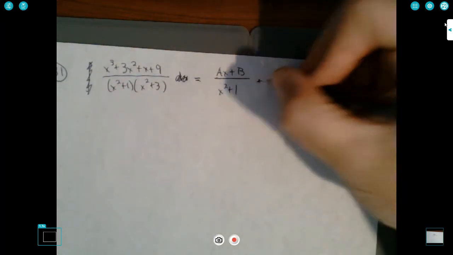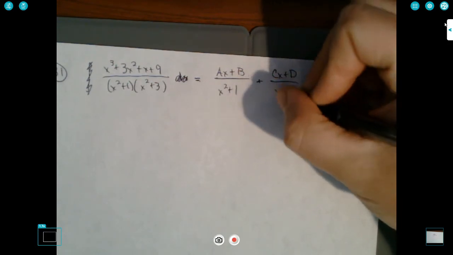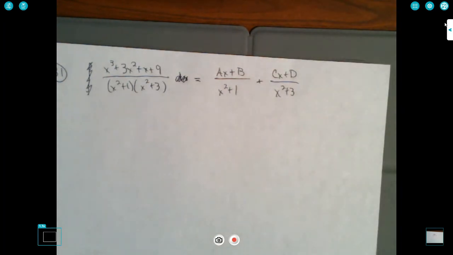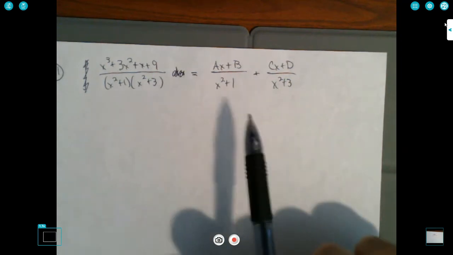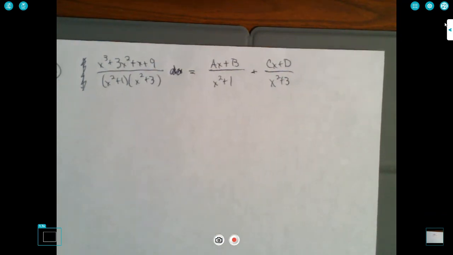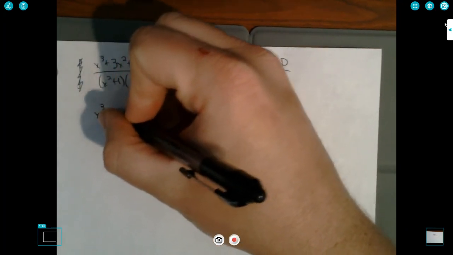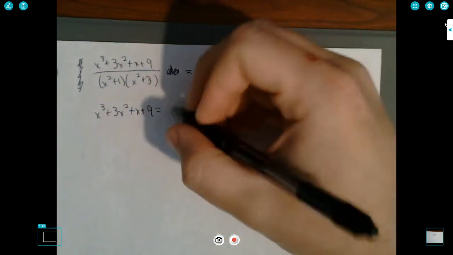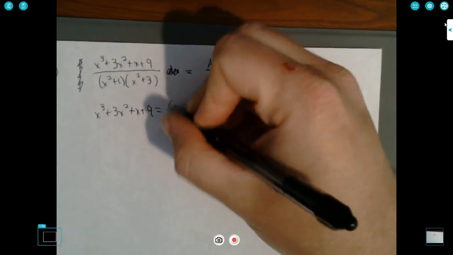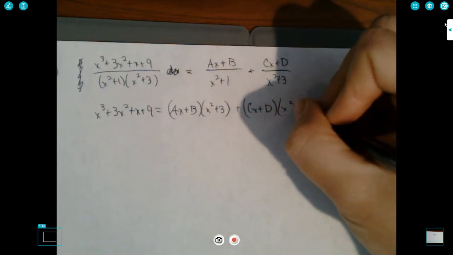And then you have to have another linear factor corresponding to the x squared plus 3. So you've got to have a cx plus d over x squared plus 3. Now, some of these things might end up being 0, but nevertheless, this is what we know. The format has to look something like this. If we clear fractions now by multiplying through by that denominator, we get ax plus b times x squared plus 3 plus cx plus d times x squared plus 1.